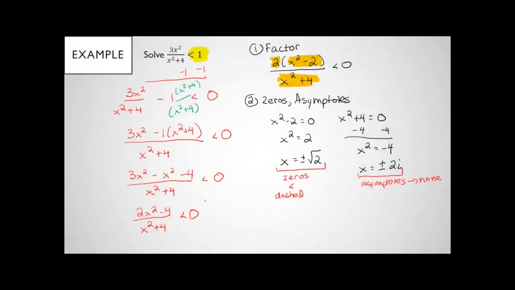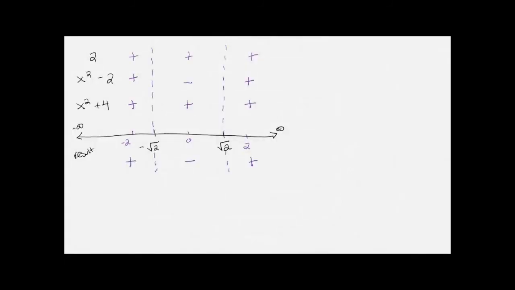So going back to our factored form, this is what we're trying to solve here. We're looking at less than 0, so we're looking at negatives. So we're looking for where we're negative. So we've got between negative square root of 2 and square root of 2. So our answer, I have brackets here, it's going to be negative square root of 2. And you don't want to round, you want to leave it in the exact form when you're giving your final answer. And then we've got a positive square root of 2.